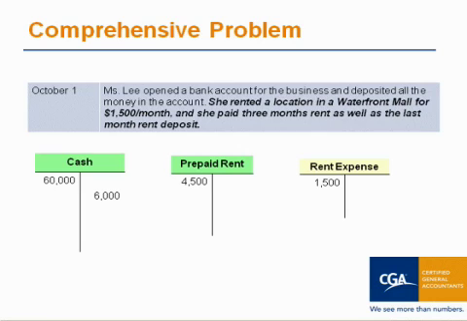So once again, we've got to post to our cash account. She has paid 4 months rent. The first 3 months have been paid, as well as the last, so 3 plus 1 is 4 months, times $1,500. So she's paid out $6,000 in cash. To reduce our cash account balance, we will make a posting to the right-hand side for $6,000. The offsetting entries will be entries to prepaid rent and to rent expense.